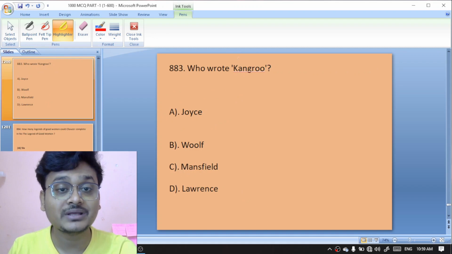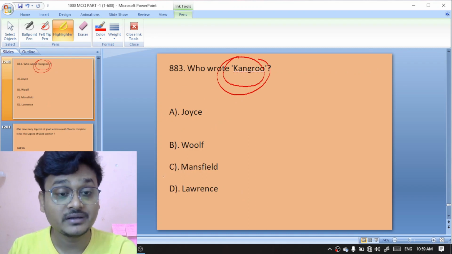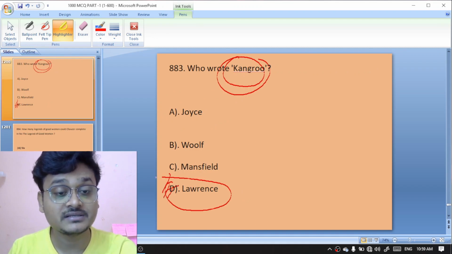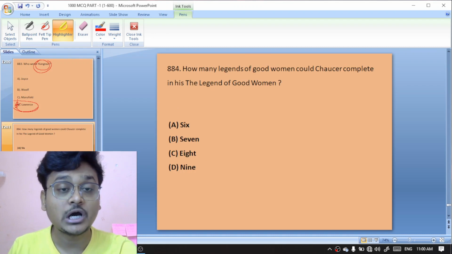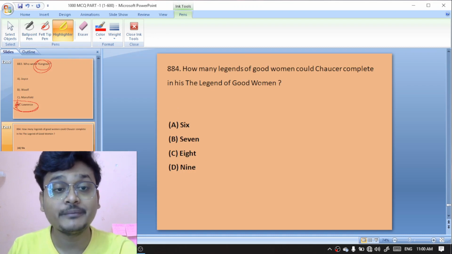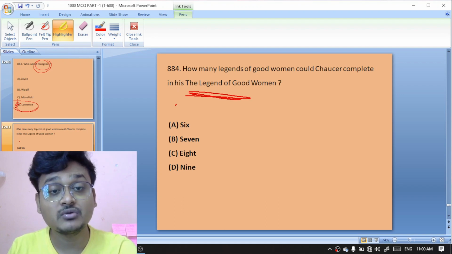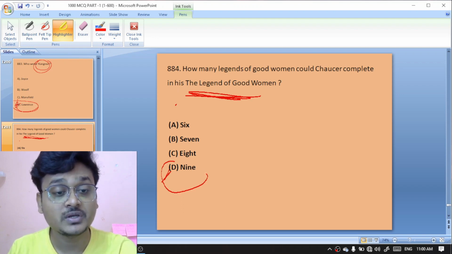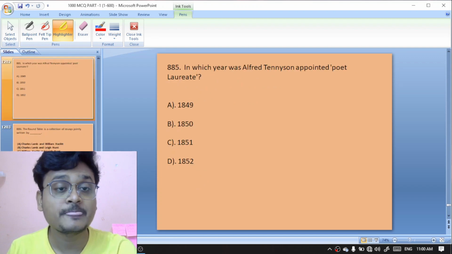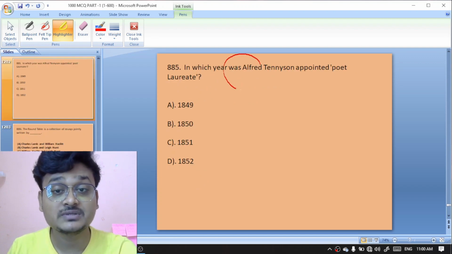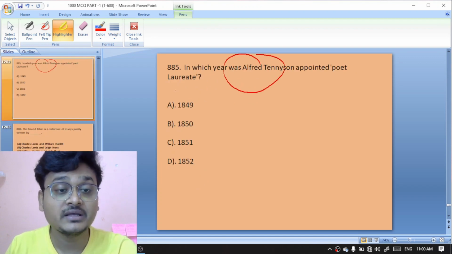Next question. Who wrote Kangaroo? Kangaroo is written by D.H. Lawrence. Next question. How many legends of good women could Chaucer complete? He was able to complete 9 women in the Legend of Good Women. 9 is the right answer here. Okay. In which year was Alfred Tennyson appointed as poet laureate? In 1850.